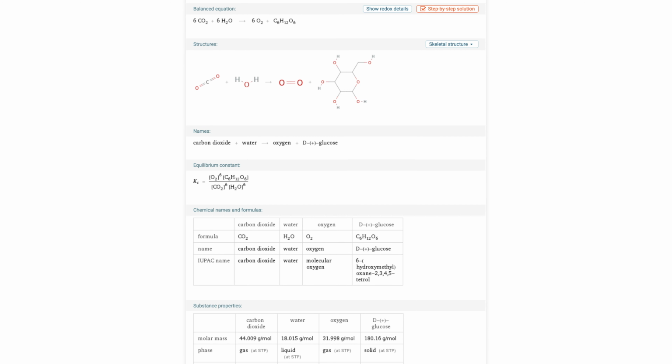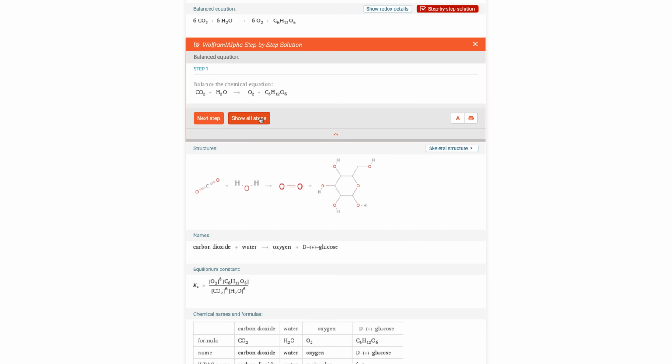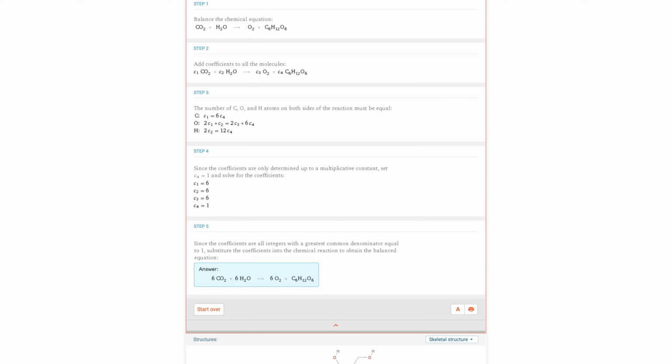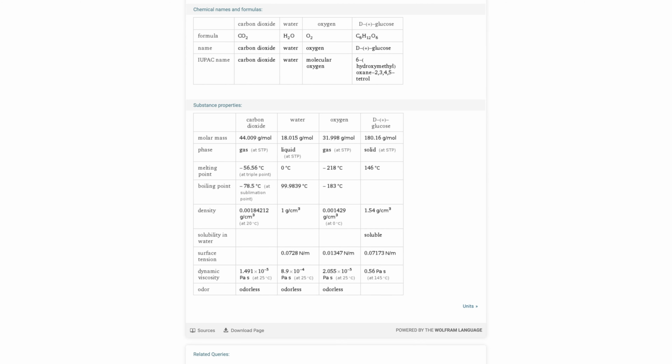With a Wolfram Alpha Pro subscription, the step-by-step solution is provided in addition to the answer. You can study steps one by one or all at once. Wolfram Alpha also generates other useful information, such as chemical names and their properties.